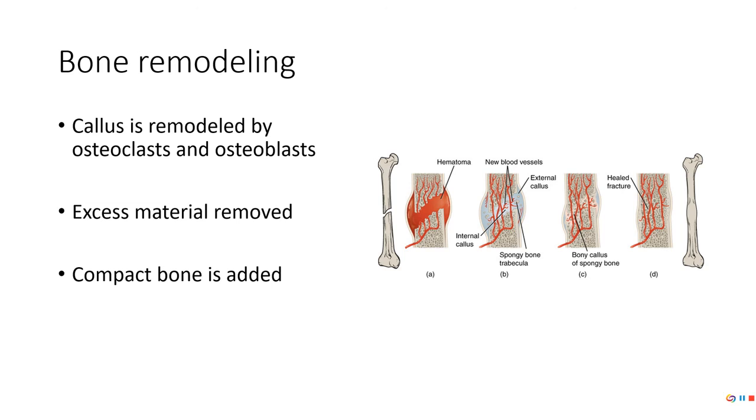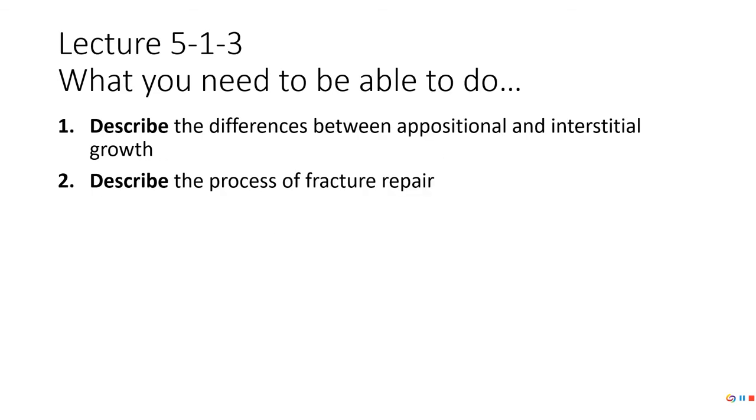Okay, and so we've got the formation of the hematoma. We get the new blood supply in there. We get that bony callus, and then we get the bone remodeling. So, with the end of the skeletal system, and specifically this lecture, are you able to do these two things?